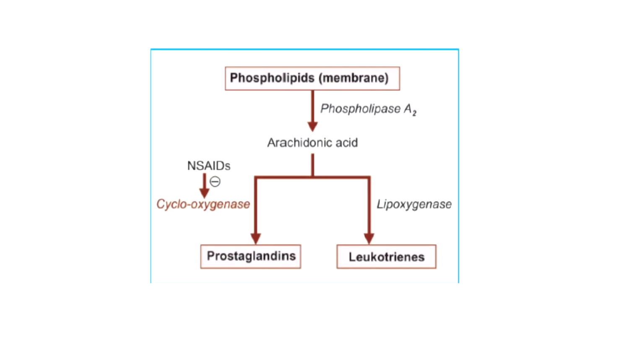We will see how prostaglandins and leukotrienes are released. So the membrane is made up of phospholipids. In presence of the phospholipase A2 enzyme, arachidonic acid is released. Further, arachidonic acid in presence of cyclooxygenase is converted into prostaglandins, and in presence of lipoxygenase it releases leukotrienes. So NSAIDs work by inhibiting the cyclooxygenase enzyme and hence inhibit the release of prostaglandins.